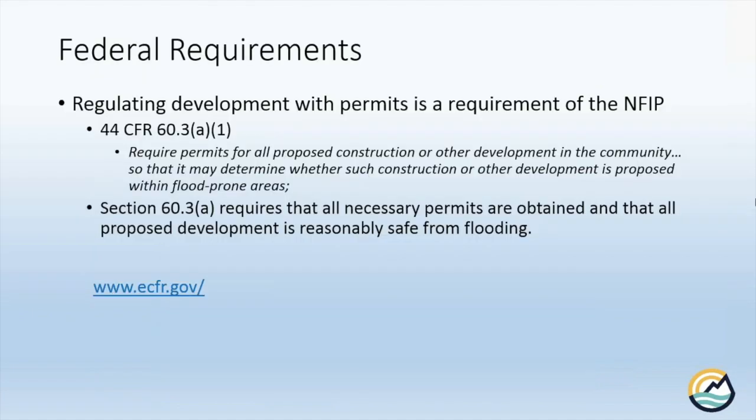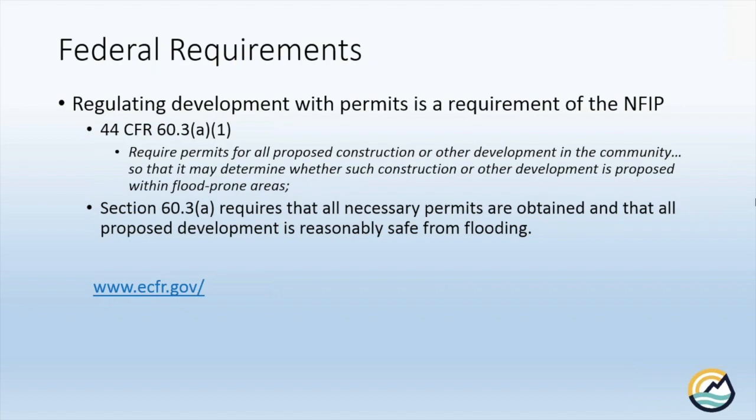So federal requirements, the Code of Federal Regulations, 44 CFR Part 59 and 60 are the parts that deal with floodplain management. When you look in 60.3, the regulations saying what you have to do in floodplains, the very first one they list, A1, requires permits for all proposed construction or other development in the community, so that it may be determined whether such construction or other development is proposed within flood-prone areas. Essentially, permits are required. That is the very first requirement listed. Everything else is built off that.